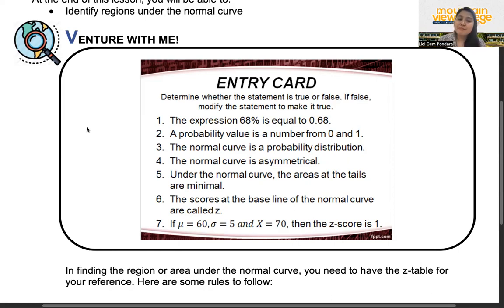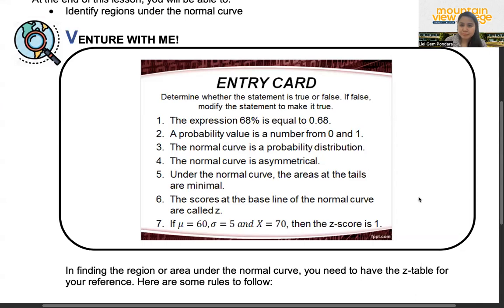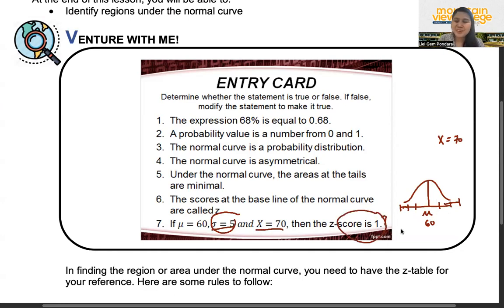Number 7, if mu is 60 and sigma is 5 and x is 70, then the Z score is 1. Okay. Let me draw that so that you can visualize it. The mu is 60, our x is 70, sigma means standard deviation. So for each of the 1, 2, 3, the gap is 5. -1, -2, -3, the gap is 5. If our sigma is 5 and our x is 70, is the z-score at 1? True or false?